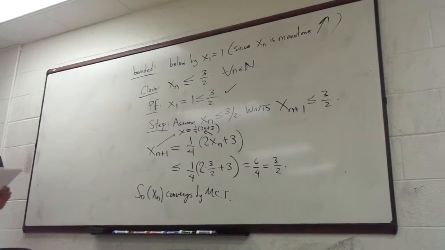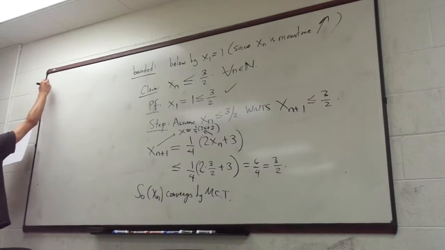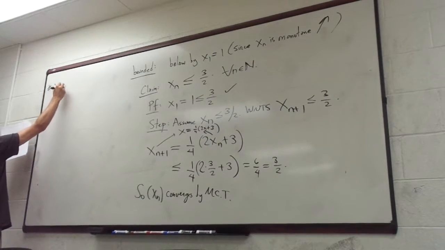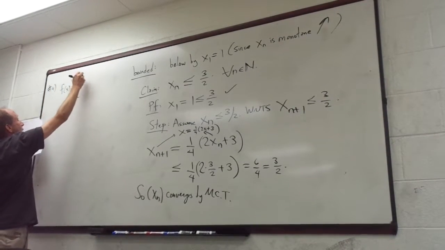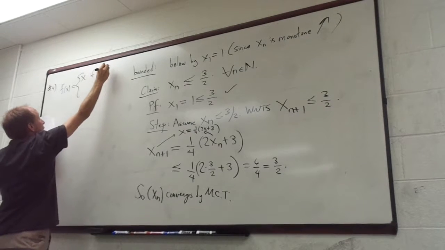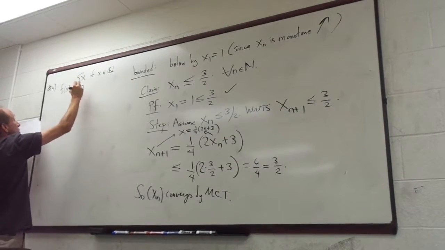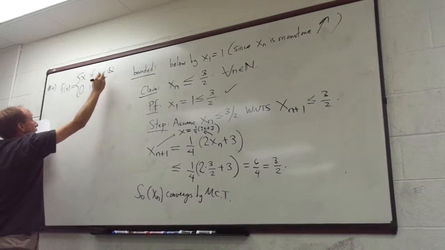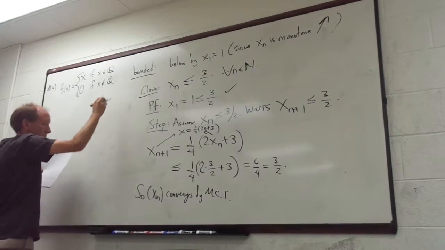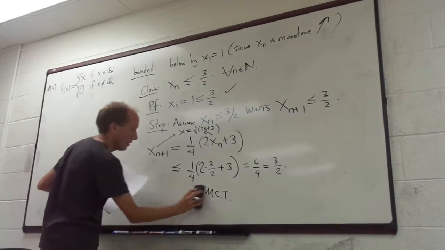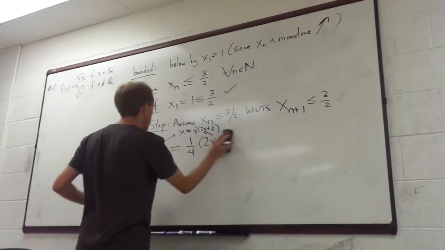Let's look at number 4. So I give you a function f of x which is equal to x if x is in Q, and it is 0 if x is not in Q. Okay? So let's do that.